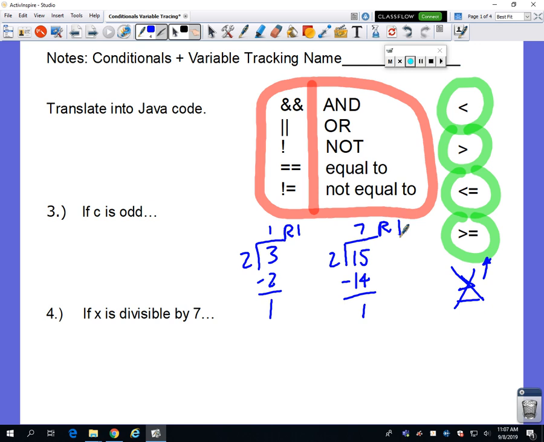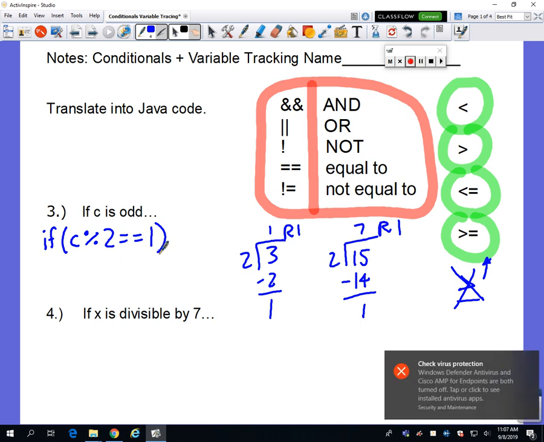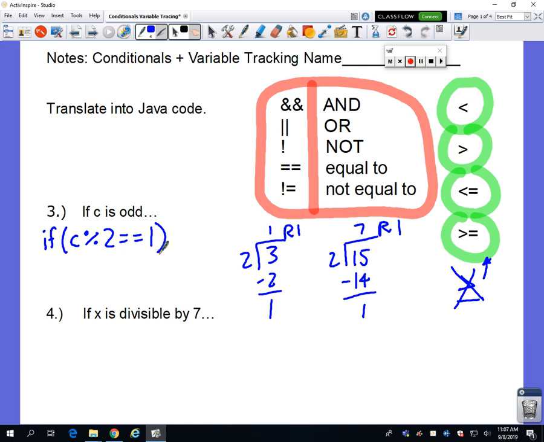You can see a pattern: if I divide any odd number by 2, my remainder is going to be 1. So one answer I can put is if C modulus 2 equals 1, or if C mod 2 equals 1. That means that if I divide C by 2, I'm going to get a remainder of 1 all the time. And this is how I say if C is odd.